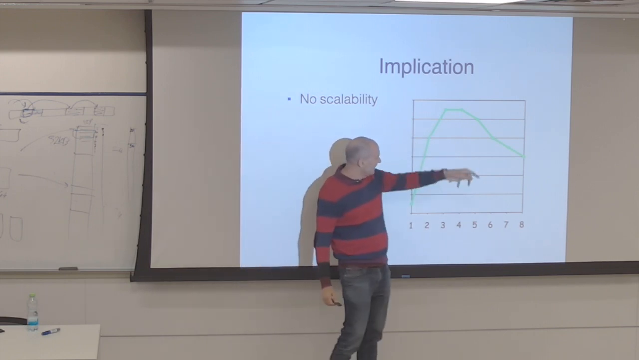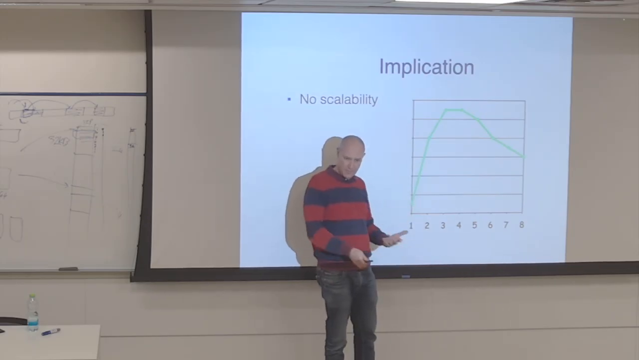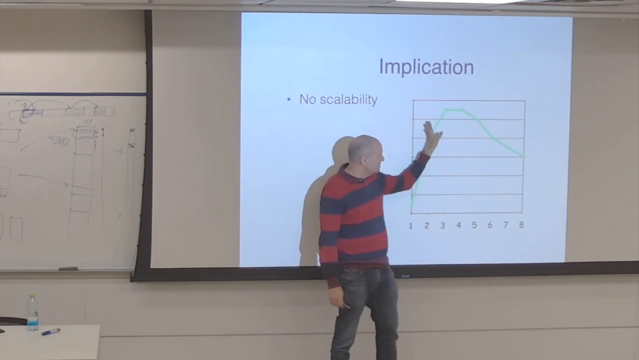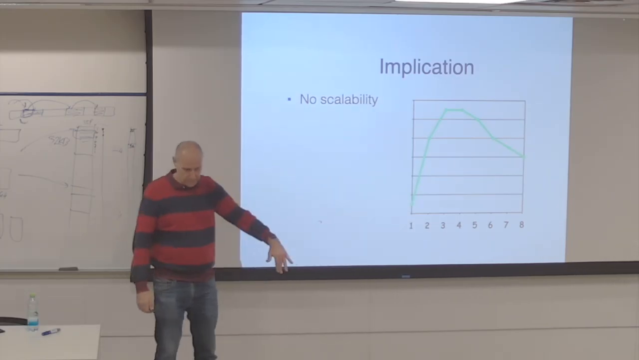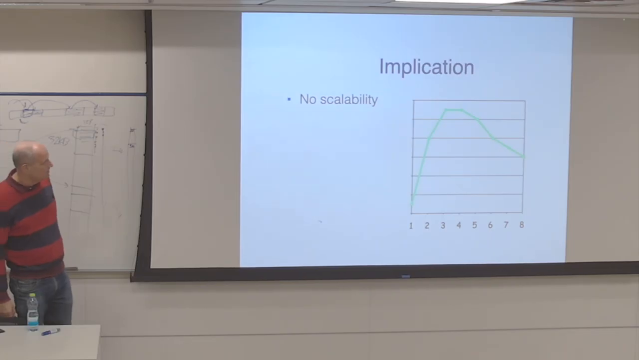So he drew this line to show you that if you have some false sharing or some contention, you could start well if you have a few threads, but eventually it's going to behave badly. So performance is going to drop when you add more threads and they contend on the same cache lines.